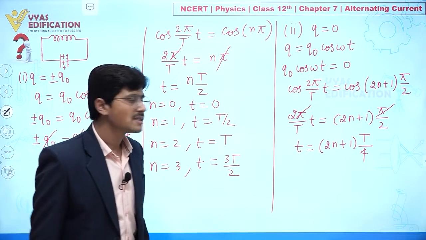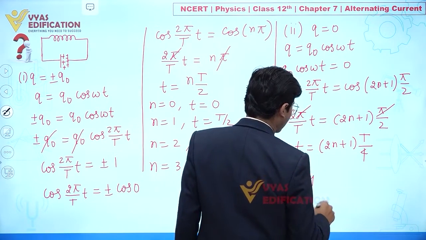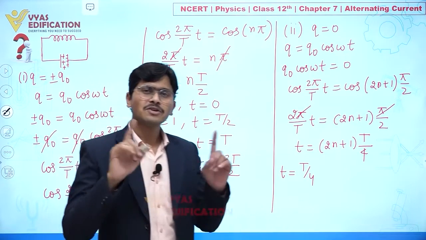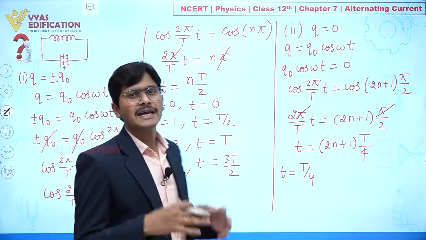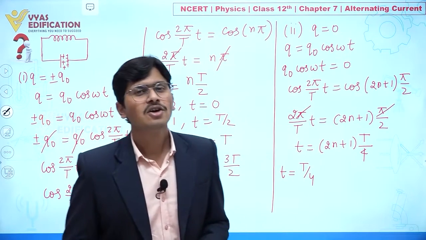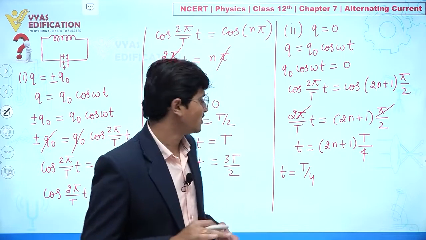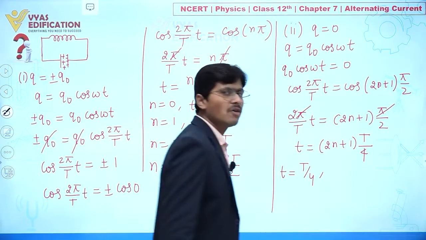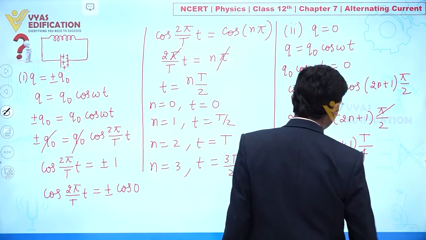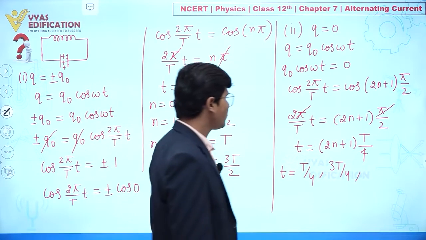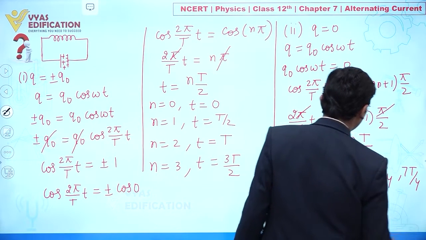Now if you place n equal to 0, you will get t equal to T by 4. It means if the total time period of this oscillation is capital T, then in 1/4 of the time period all the energy present is magnetic energy. Or you can say all electric energy in time 0 to T by 4 is converting into magnetic energy. Similarly, n equal to 1 gives 3T by 4, n equal to 2 gives 5T by 4, then 7T by 4, and so on.